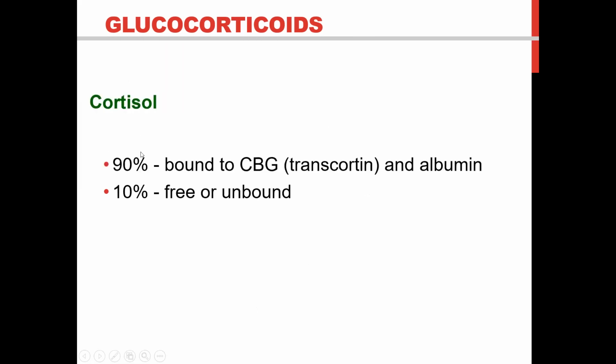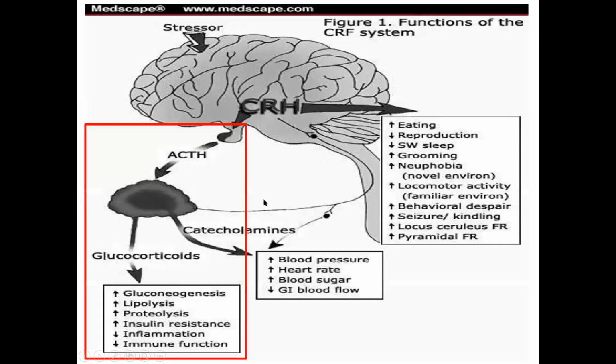Now, for cortisol, 90% of which bound to your CBG, no? I mean, this is actually the cortisol binding globulin, which is called the transcortin and albumin, and also 10% of which are free or unbound. No, 90% bound to your CBG, your transcortin, and your albumin. 10% are free or unbound. And this actually is the effect, no, of your glucocorticoids in the body. So whenever there's production of glucocorticoids, this will stimulate the gluconeogenesis, lipolysis, the breakdown of your protein or your proteolysis, and then there would be insulin resistance.